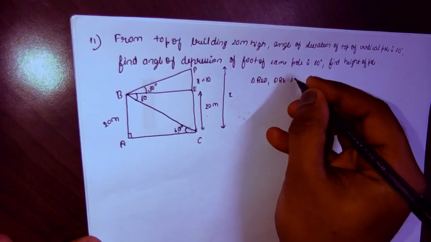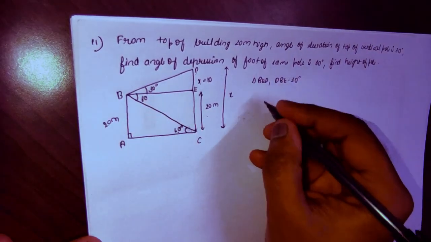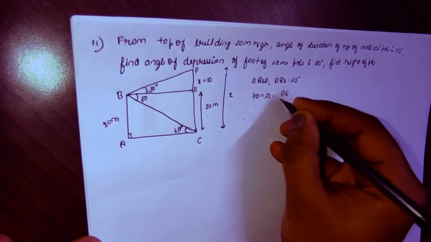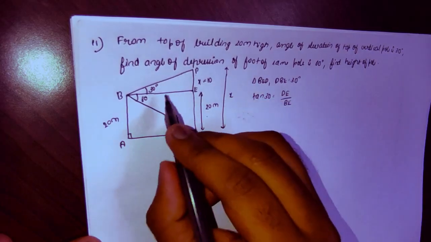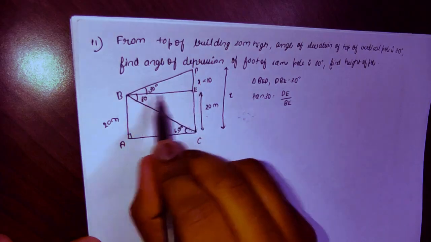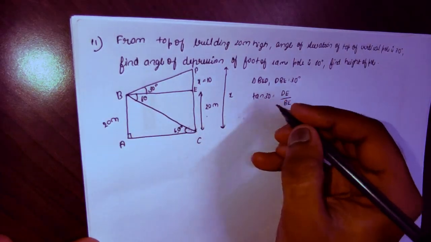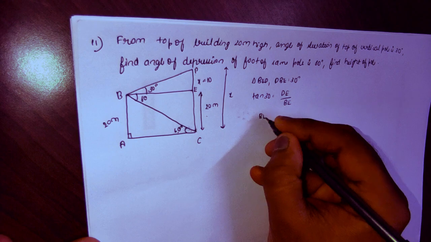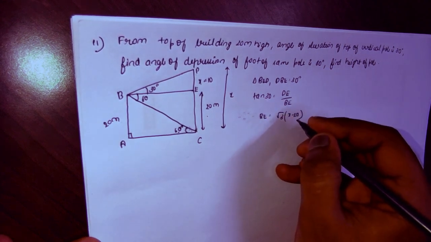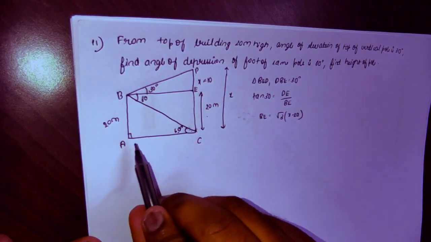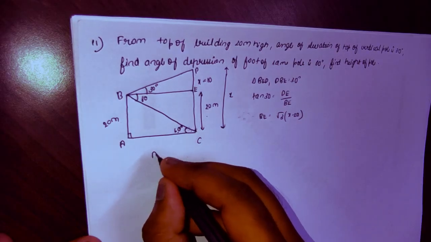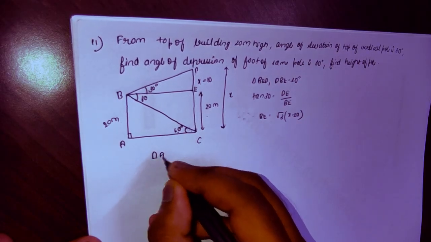In triangle BED, angle at B is 30 degree. We know the angle of elevation is given as 30 degree. Tan 30 is equal to DE by BE, that is opposite by adjacent. Opposite is DE, adjacent is BE. When you substitute the values, we will get BE is equal to root 3 into x minus 20. We will take triangle ABC.